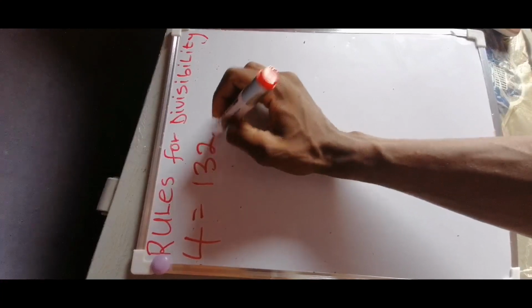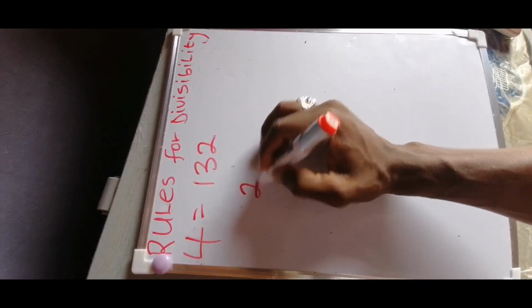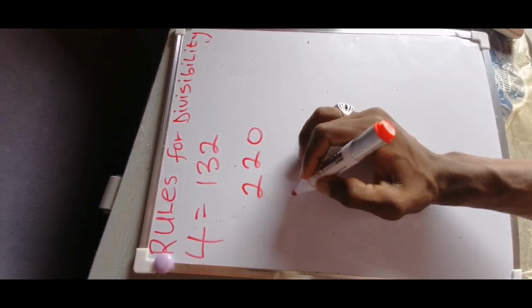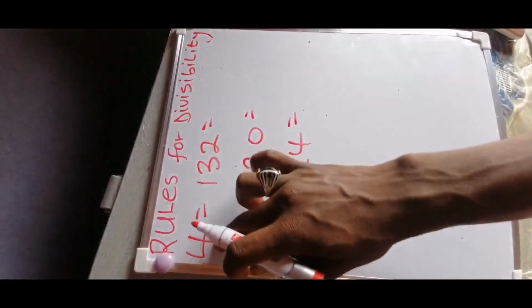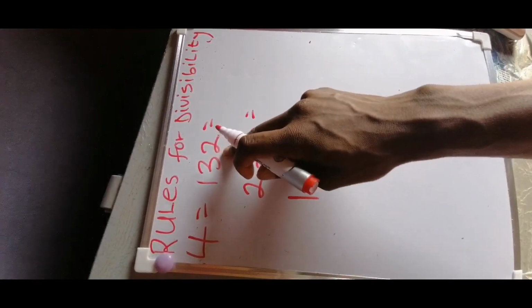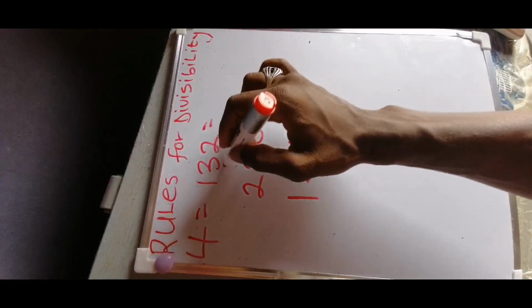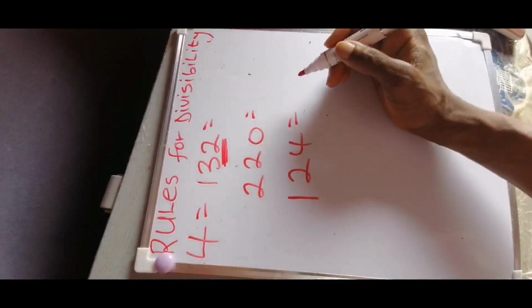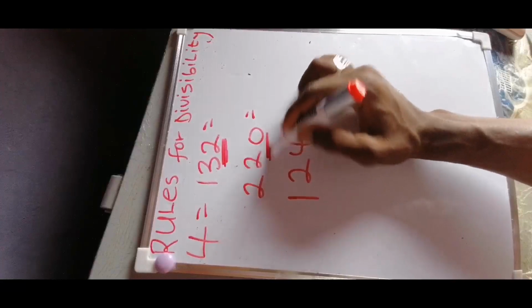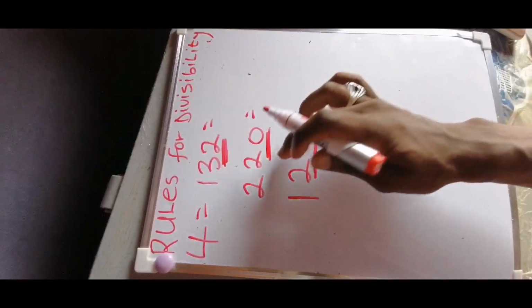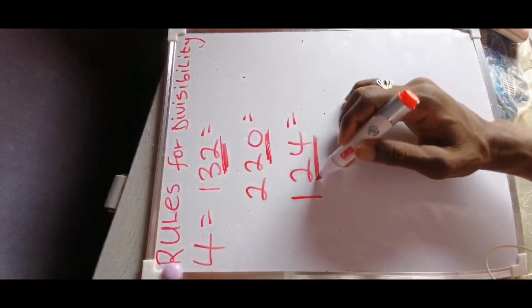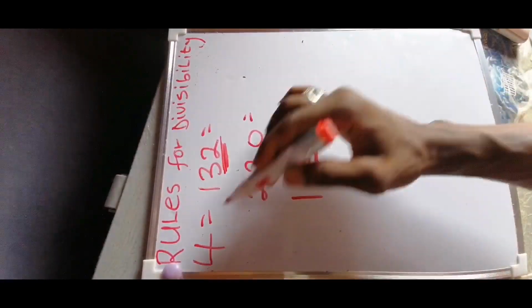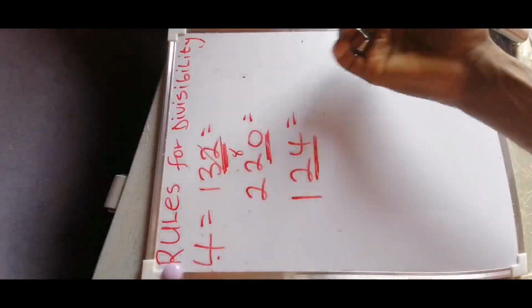132. Again we have 220. We have 124. So they said 4 can be divisible by any number if the last two digit number can be divisible by 4. So here is 32. We have 20 here. We have 24. So 4 into 32 is 8.